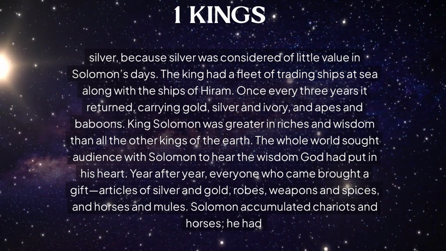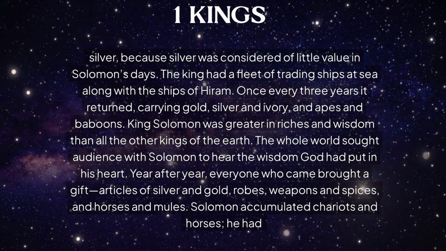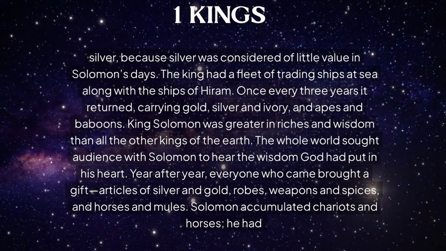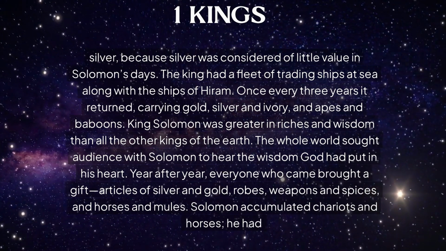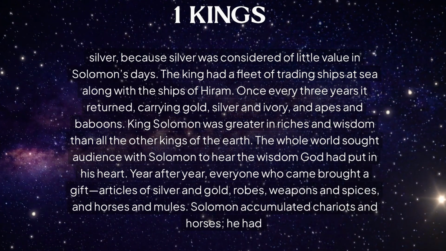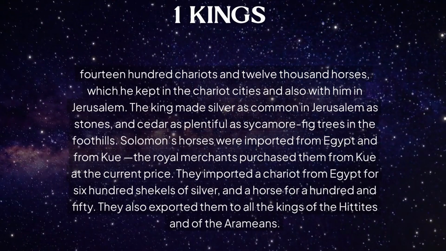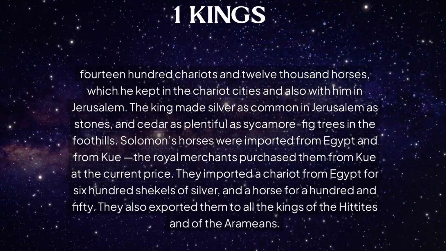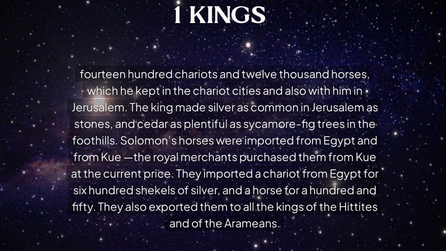The whole world sought audience with Solomon to hear the wisdom God had put in his heart. Year after year, everyone who came brought a gift, articles of silver and gold, robes, weapons and spices, and horses and mules. Solomon accumulated chariots and horses. He had 1,400 chariots and 12,000 horses, which he kept in the chariot cities and also with him in Jerusalem.